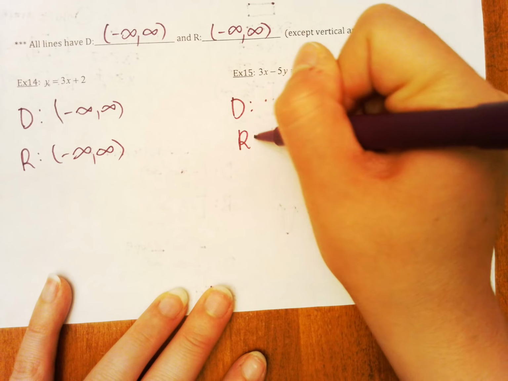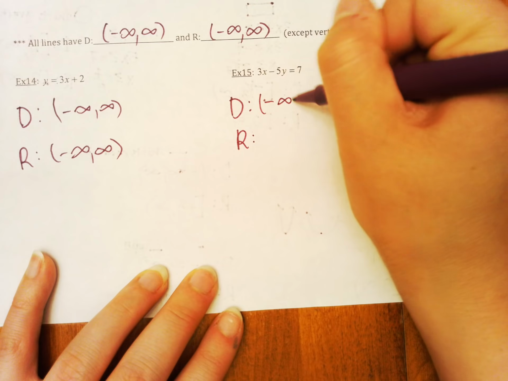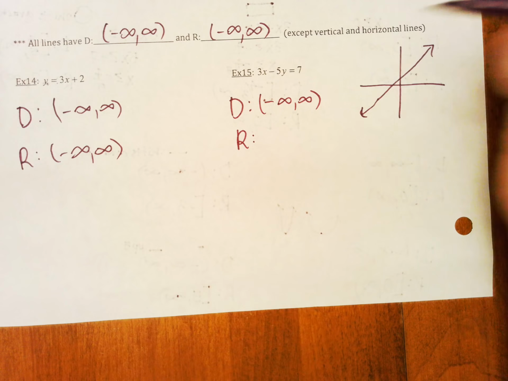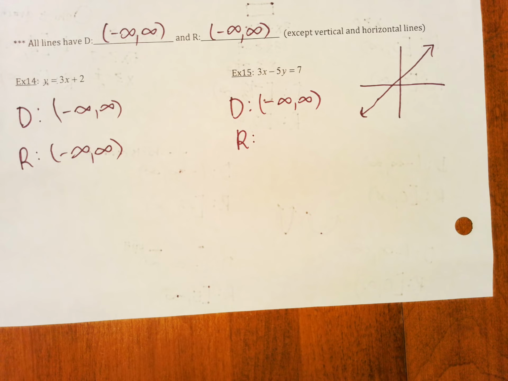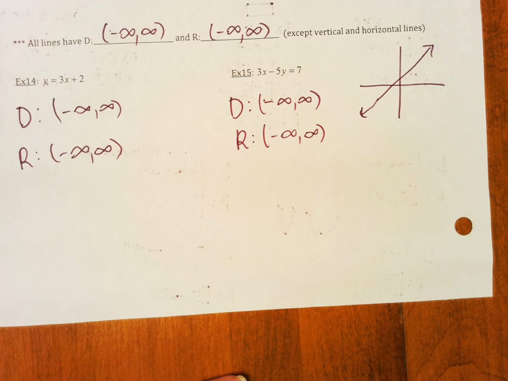Same thing here, although it looks a little bit different. This is in standard form, but it's still a linear equation because I don't have a power higher than 1 on the exponents of my x and my y value. So my domain, no problems. Negative infinity to infinity, I can plug in any value I want. My range, I can also get out any value I want. So those, again, are the main concepts here.